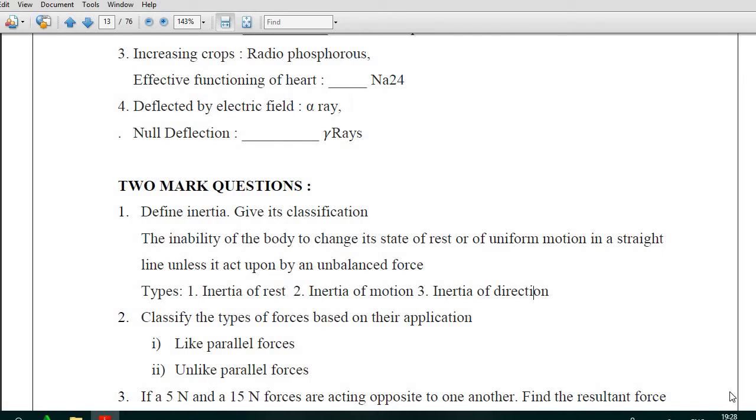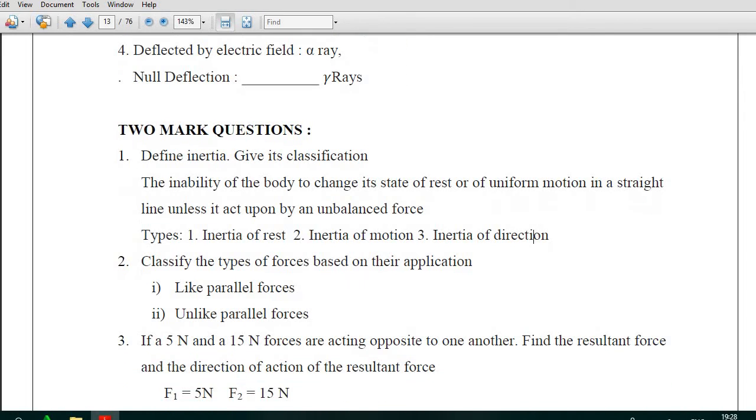The next one is a problem: if 5 Newton and 15 Newton forces are acting opposite to one another, find the resultant force and the direction of action of the resultant force. Here two forces are given. F1 is 5 Newton, F2 is 15 Newton.